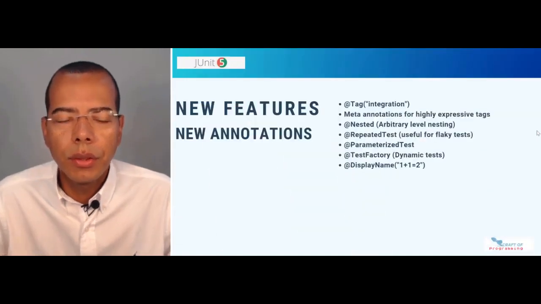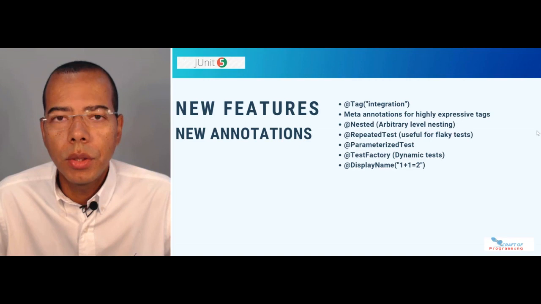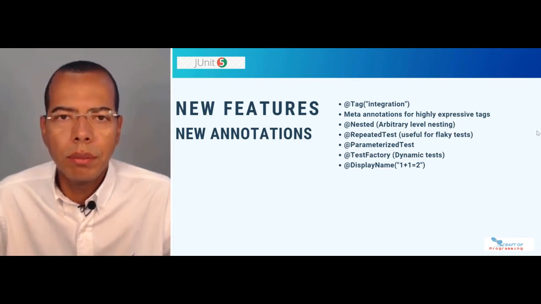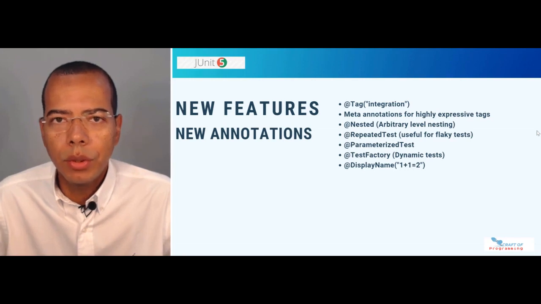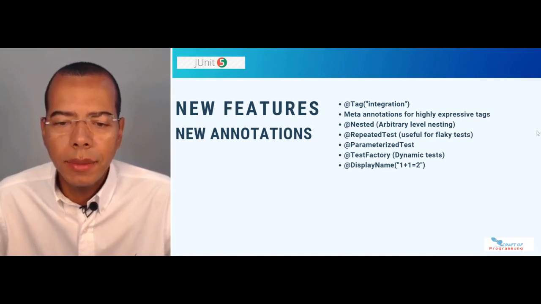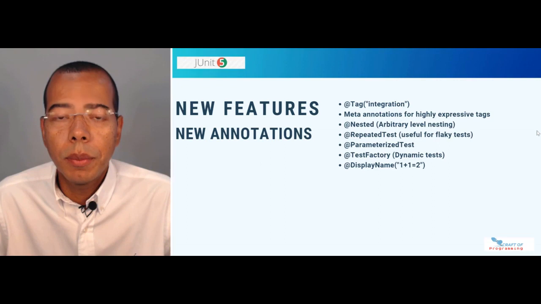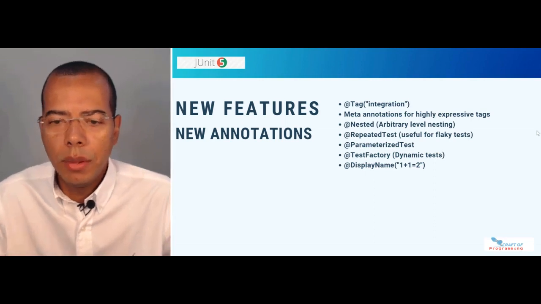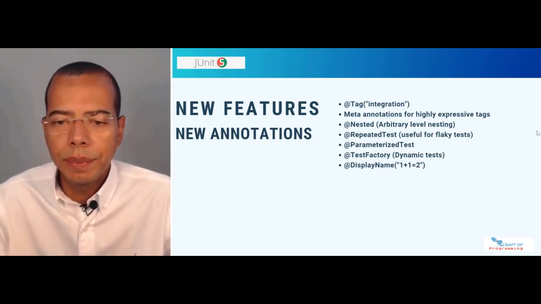Okay, so the new features that JUnit 5 supports are pretty much these, the main ones. There is a new tag annotation. You can define meta annotations, which are your own custom annotations built on top of the built-in annotations. There are nested annotations, repeated tests, parameterized tests, test factory, and display name. We're going to cover each of these in turn.